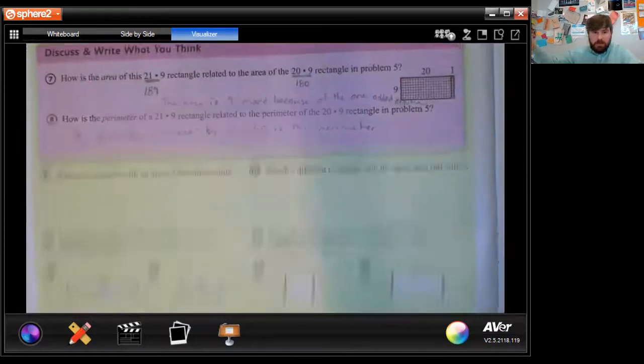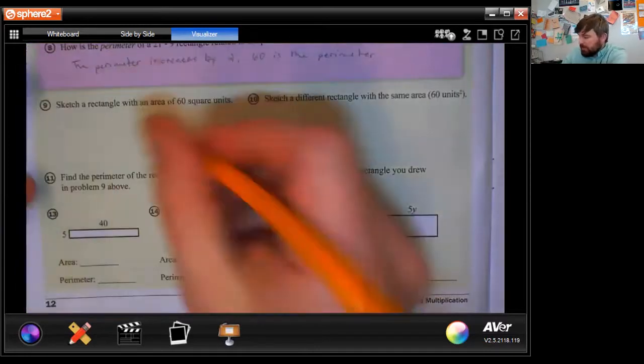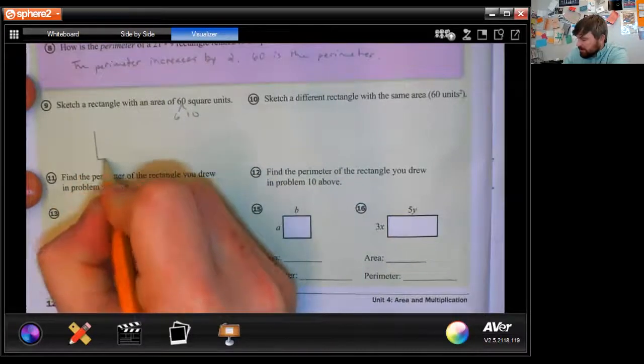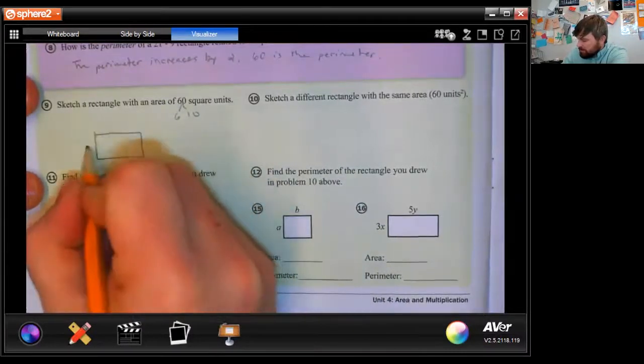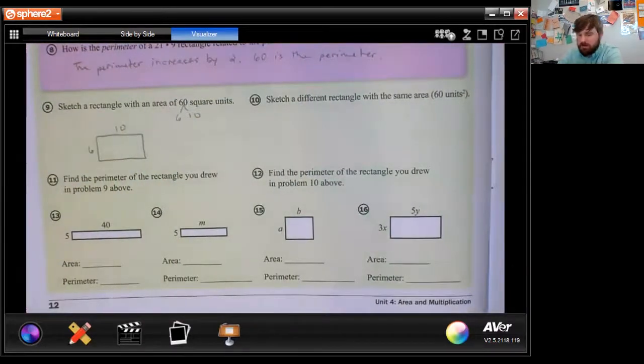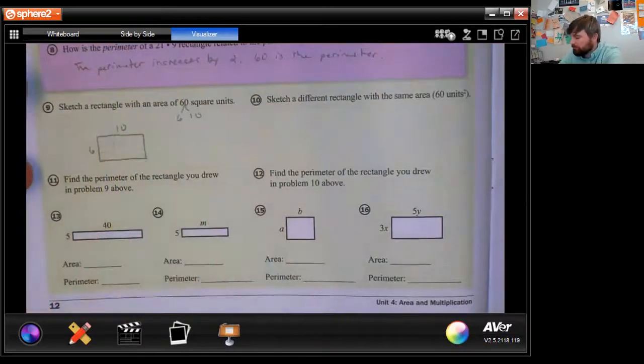All right, number 9 and 10 here. Sketch a rectangle with an area of 60 units. Now, this could be different. Everybody could have something different. So sketch a rectangle with 60 blocks in it. The first thing that comes to my mind is 60 is 6 times 10. So if I draw a rectangle here, and I make one side 6 and the other side 10, that has an area that would have 60 blocks, 6 rows and 10 columns in there.